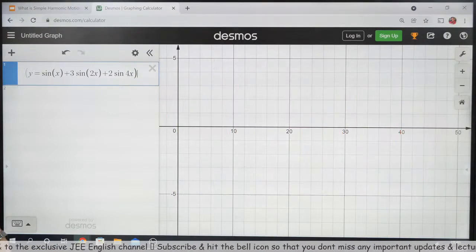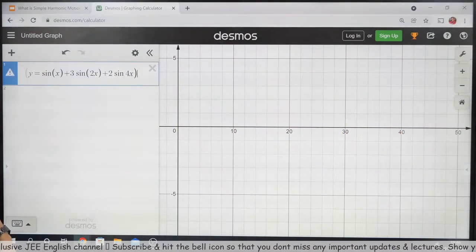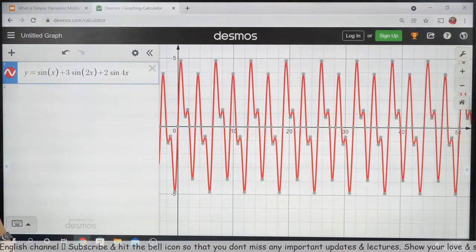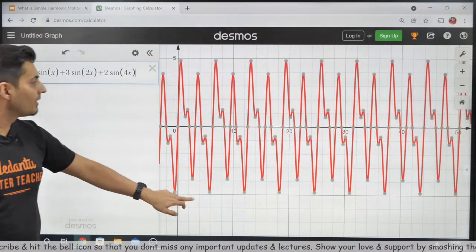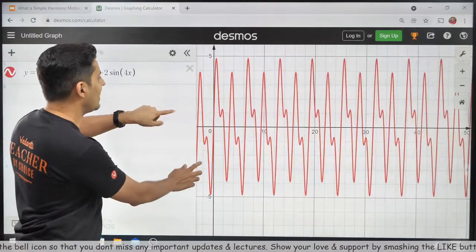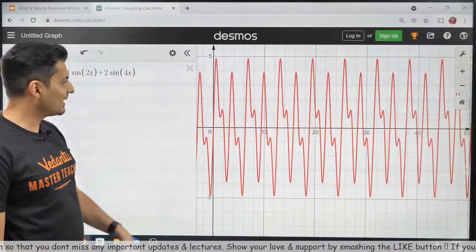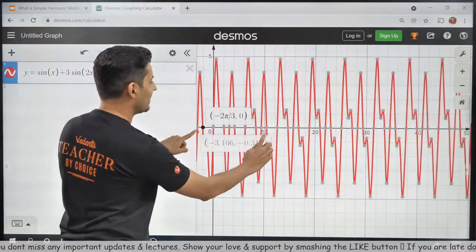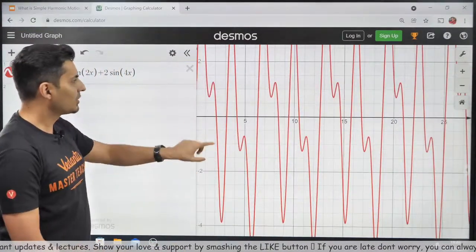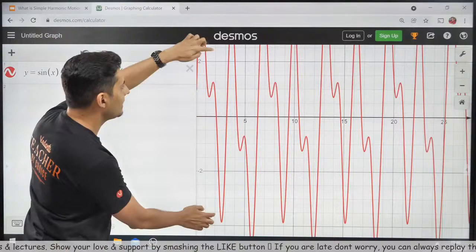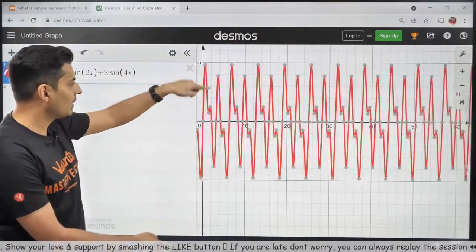Whoa, look at that. Oops, wait a minute. Okay, let me just put those brackets, so that it is very clear. Whoa, it looks like somebody's heartbeat. Zoop, zoop. I don't know whether you are able to see this. Are you able to see this, my warriors? Let me know. Yeah, so you can see it is a very nice periodic motion.